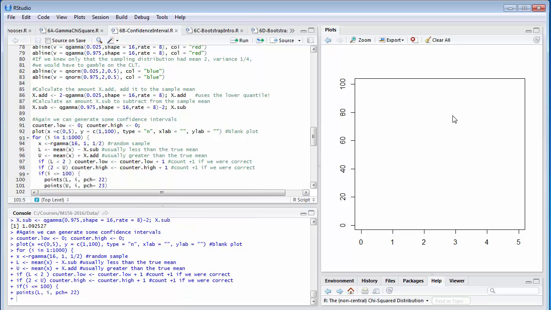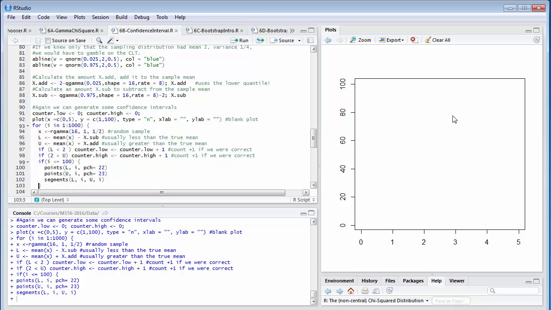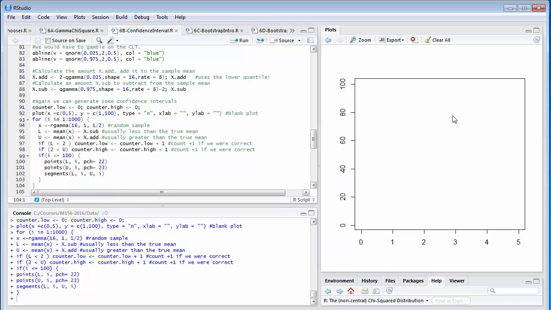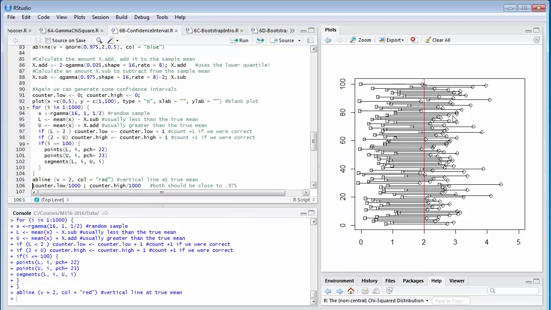And 100 times we make one of these lovely plots, which I had never seen before I encountered them in the textbook, where we plot the confidence interval as a line segment. So there are our confidence intervals. There is the true mean. And you can see we've done pretty well. Most of the time, but not quite all the time, we generated a confidence interval that included the true mean, but on occasion we missed.